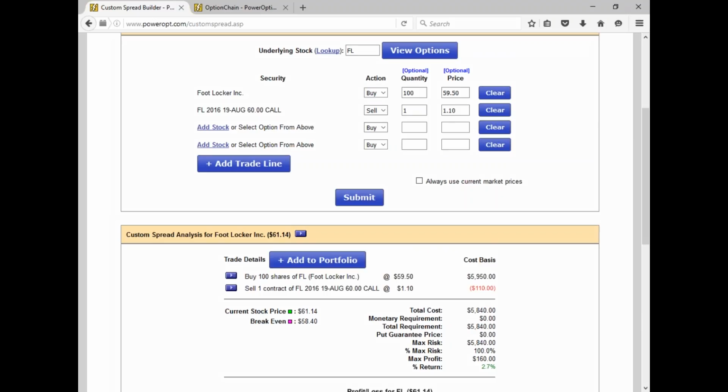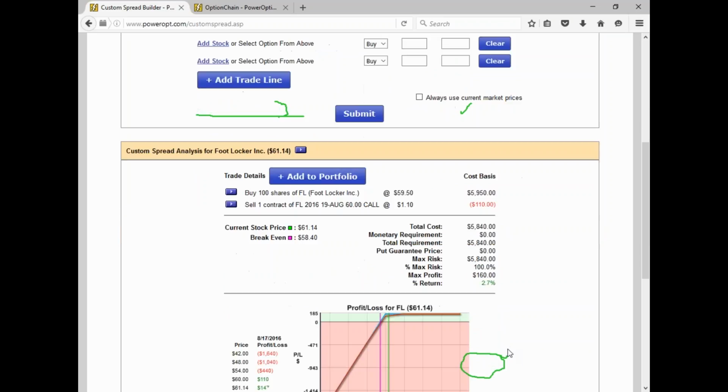Number 1, if I entered this as an out-of-the-money call, which I did, this is the 60 strike call, was slightly out of the money. I got a pretty good at-the-money premium, 2.7% return for, let's say, 10 days of trading. Not too bad at all. Not too shabby at all.